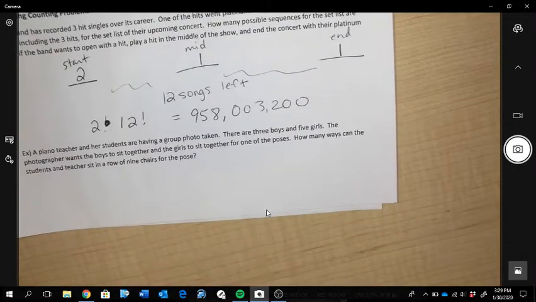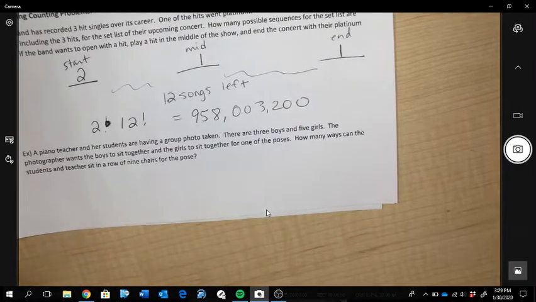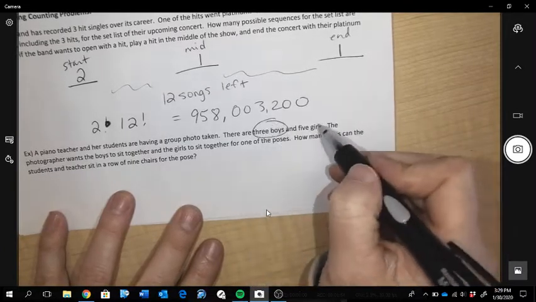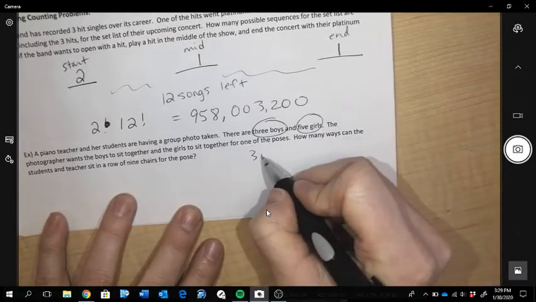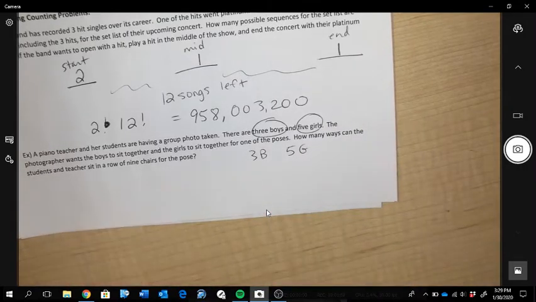Okay. A piano teacher and her students are having a group photo taken. There are 3 boys, 5 girls. The photographer wants the boys to sit together and the girls to sit together for one of the poses. How many ways can the students and teacher sit in a row of 9 chairs for the pose?